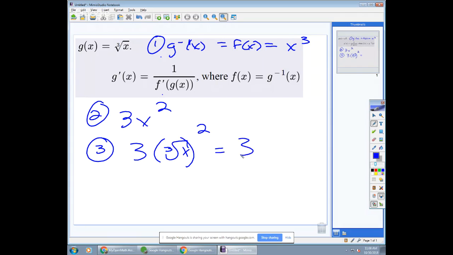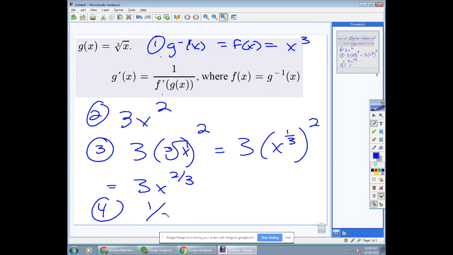So this is going to give me 3x to the 1/3 squared. Power to a power? Multiply them. So 1/3 times 2 is 2/3. So I get that this is 3 times x to the power 2/3. And then the last step is to flip it. So step 4, 1 over 3x to the 2/3. That should be the derivative of my original function. I'm just going to go back and plug some of that stuff in, and there's one more question to answer about this.